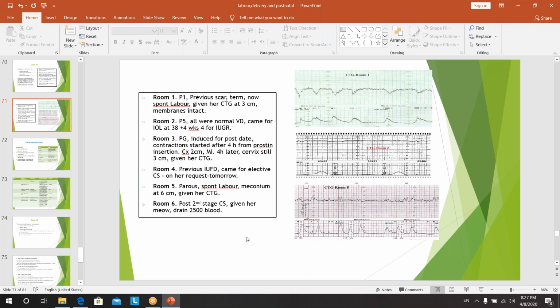They said not below 3 cm, but now the cervix is 3 cm. So how will you say? If the consultant is already here, the consultant will do room 6. He will manage room 6.